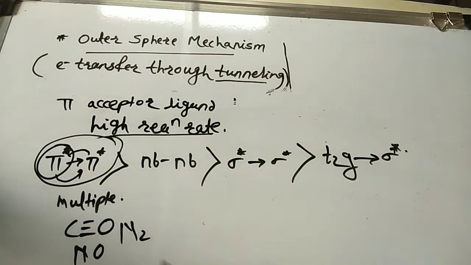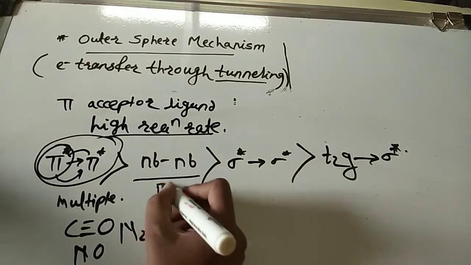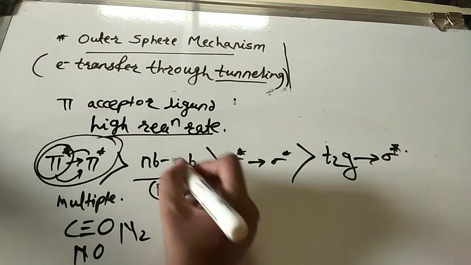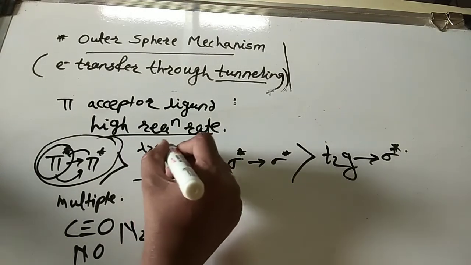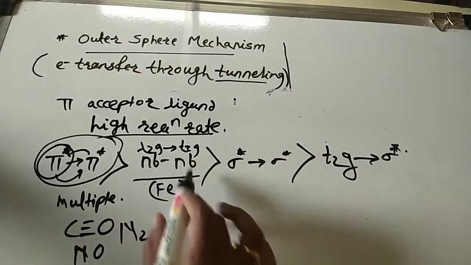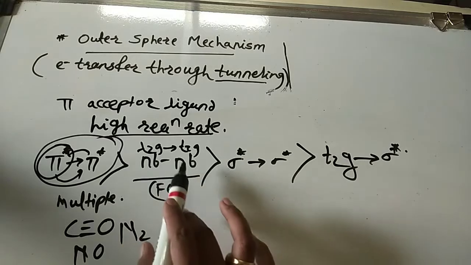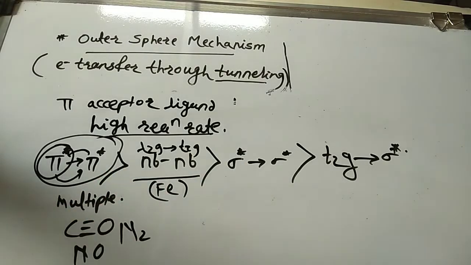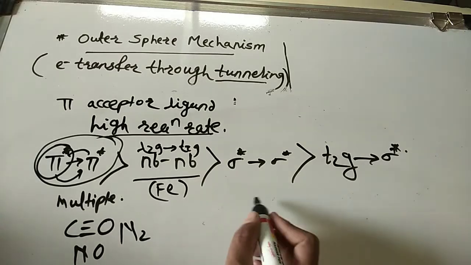Let us move on. The second transition is what? Non-bonding to non-bonding transition. Generally this type of transition occurs for the iron complexes. In that particular case there is transfer of electron through T2g to T2g. Here also the rate of reaction is very fast, but it is not faster than that of the pi to pi star transition.